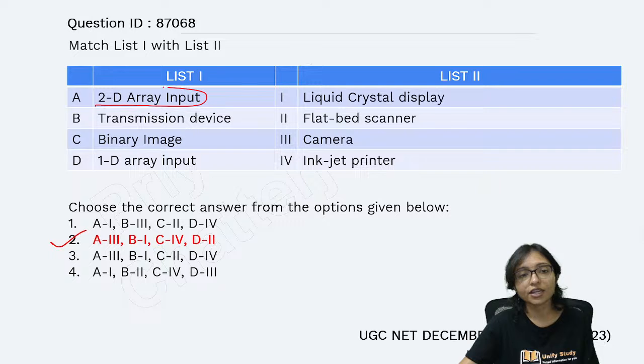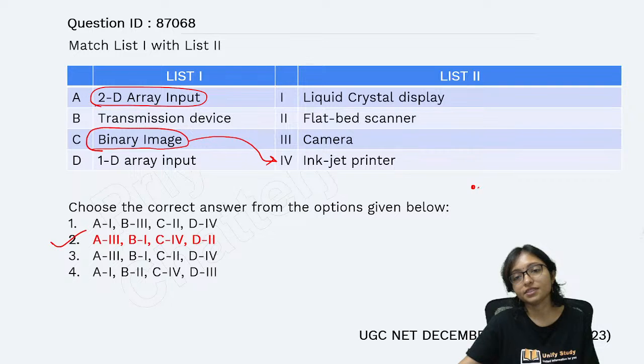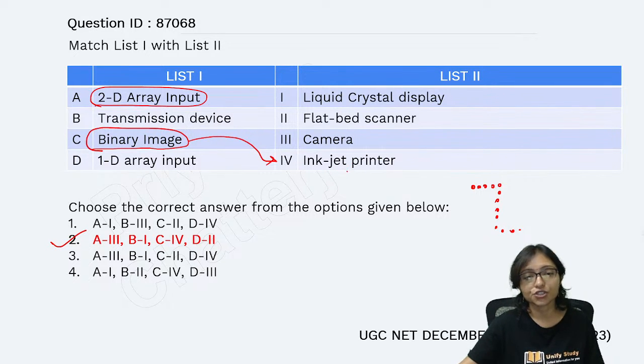2D array input, as a binary image. With this binary image you can relate that very long ago we were using an inkjet printer. It was printing dot by dot like this, either 0 or 1. In this way it was going on. That is the binary image. So C will match with 4.